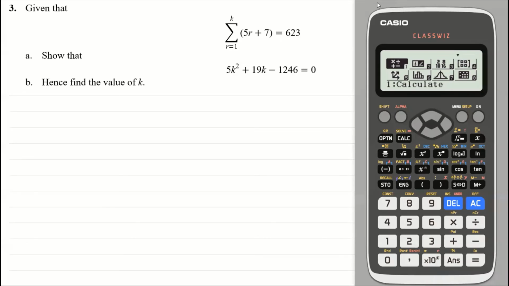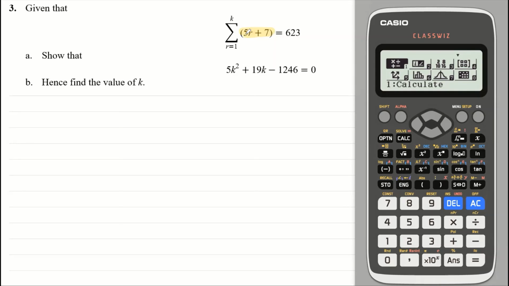And for worked example 3, which is our final example today, we have a show that. So we're supposed to create this quadratic from a given summation here. Right, let's have a look how to do this. Well, we're going to use the techniques that we've looked at already. So on first inspection, this appears to be an arithmetic series, an arithmetic sequence that we're going to sum as a series. And we're given the total as 623.